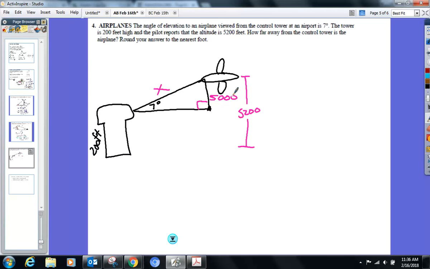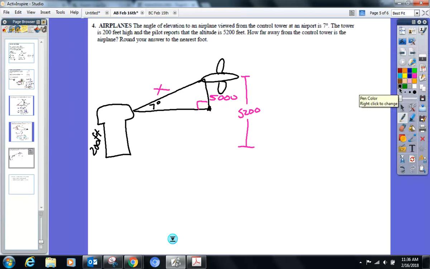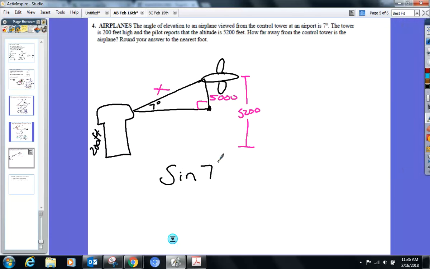A couple of you decided to put a UFO on top of your control tower. Not bad. What are you deciding? Which ratio are you deciding to use? Sine? Sine of 7 equals 5,000 over x. Yep.